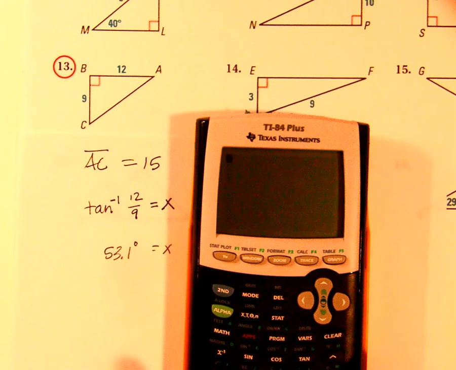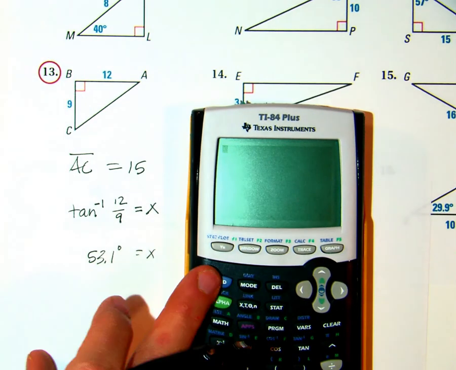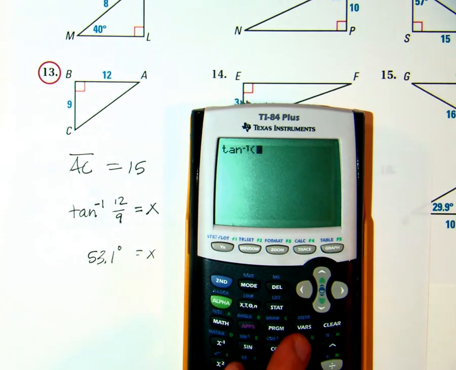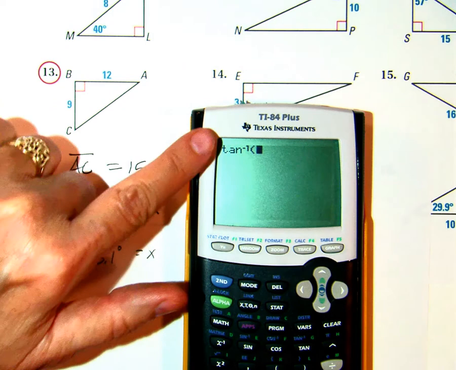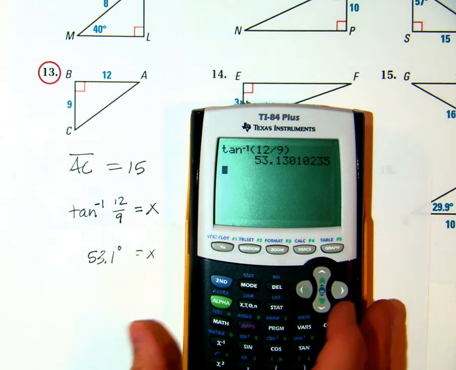So, you do it like this. If you can see it, you would do second tangent, which is going to give you the inverse tangent symbol. And then, 12 over 9 is supposed to reduce to 4 over 3, right? But you know what, your calculator doesn't care. It's going to give you the same thing anyway. So you can do 12 divided by 9, and that'll give you 53.1. So that's how it works.